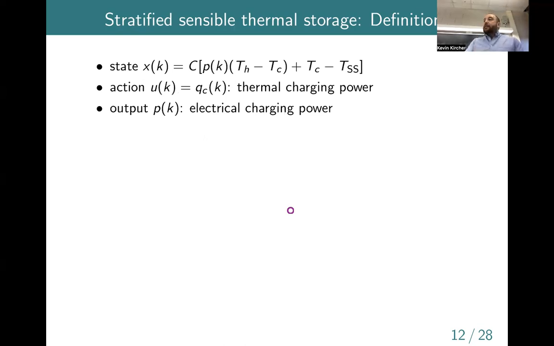So, the stratified thermal storage model. Again, the idea here was that rather than having whole tanks of water that were all at the same temperature, we have a hot column of water sitting on top of a cold column of water, with a thermocline, a region where there's a steep temperature change between those two layers.